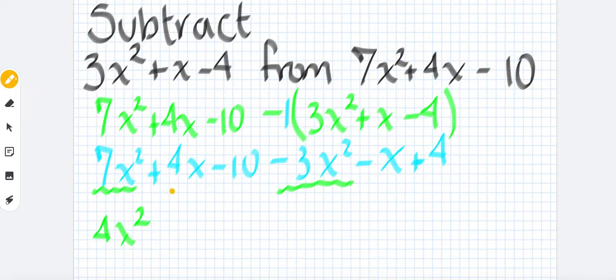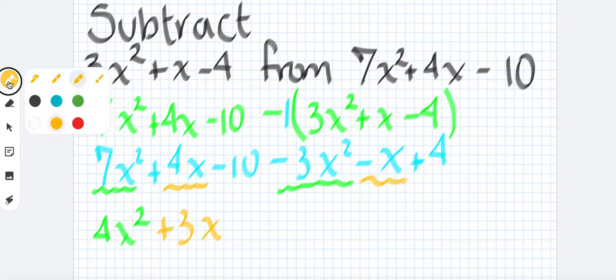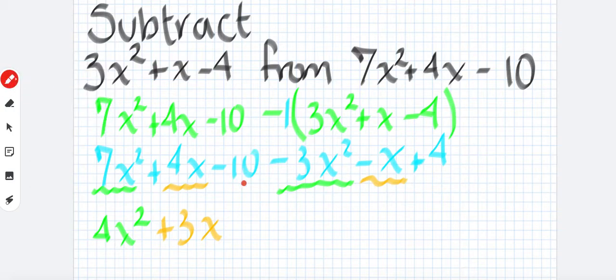Now, 4x and negative x. They have the same variable with the same exponent, right? So 4x minus x, this is going to be 3x. And the last ones, the ones that don't have any variable, they share that, right? Negative 10 plus 4, this is going to be negative 6. And this is it.